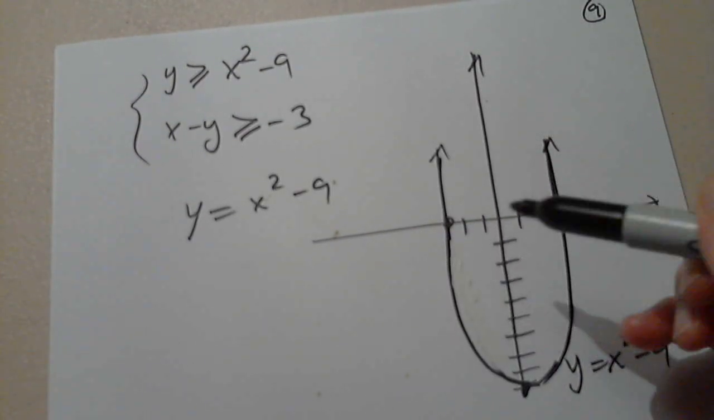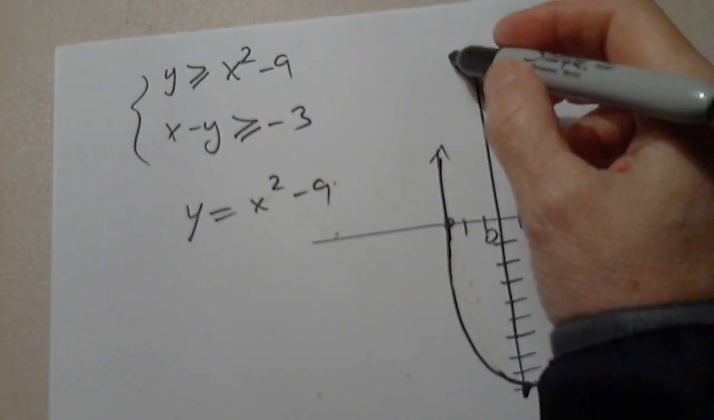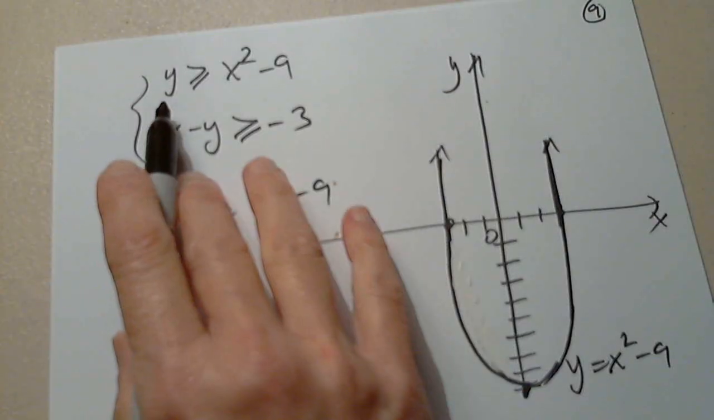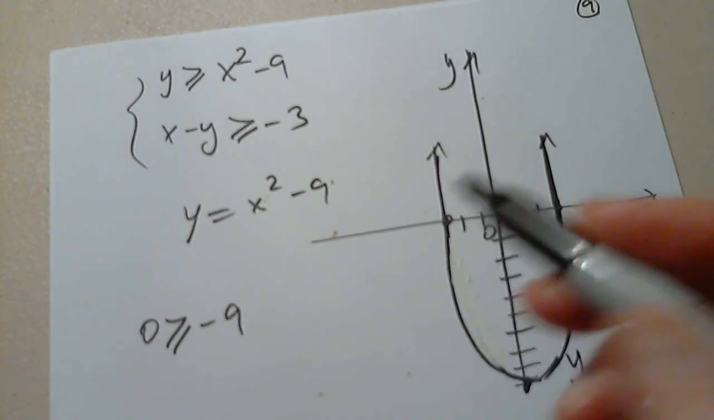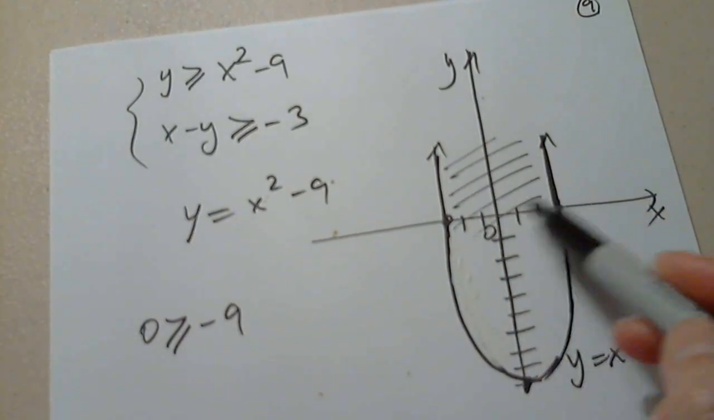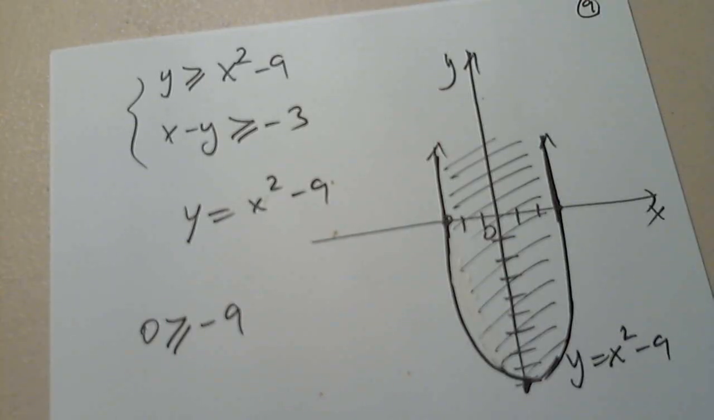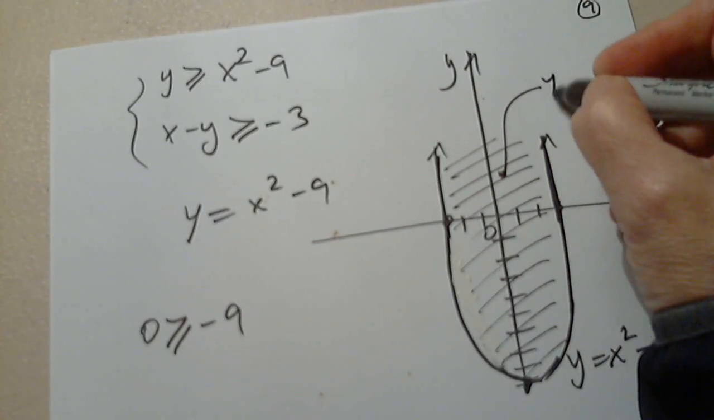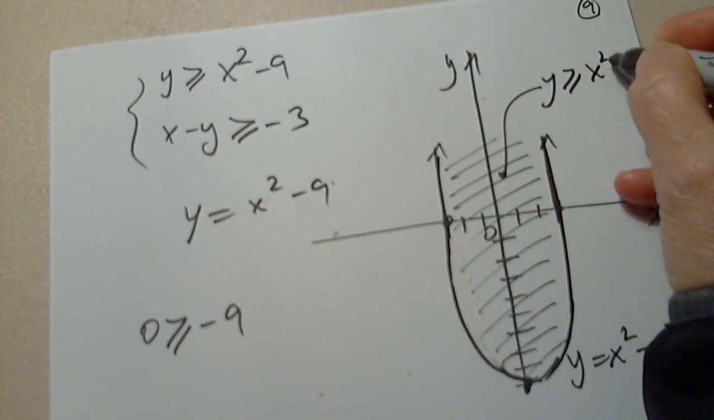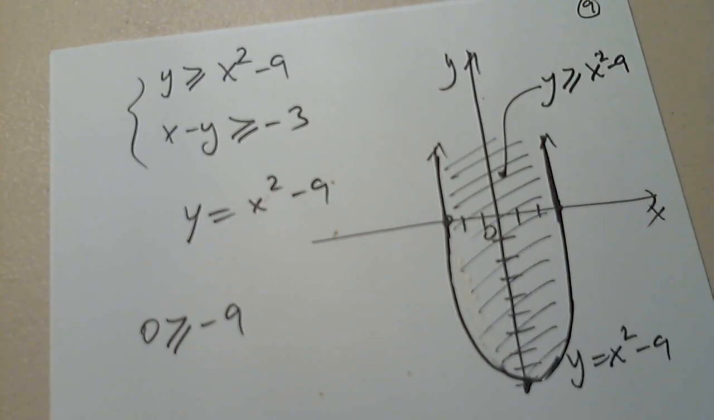I'm checking the inner with the easiest point ever, 0, 0. Is 0 greater than or equal to negative 9? Yes, it is. What is the inside? This inside is y greater than or equal to x squared minus 9.